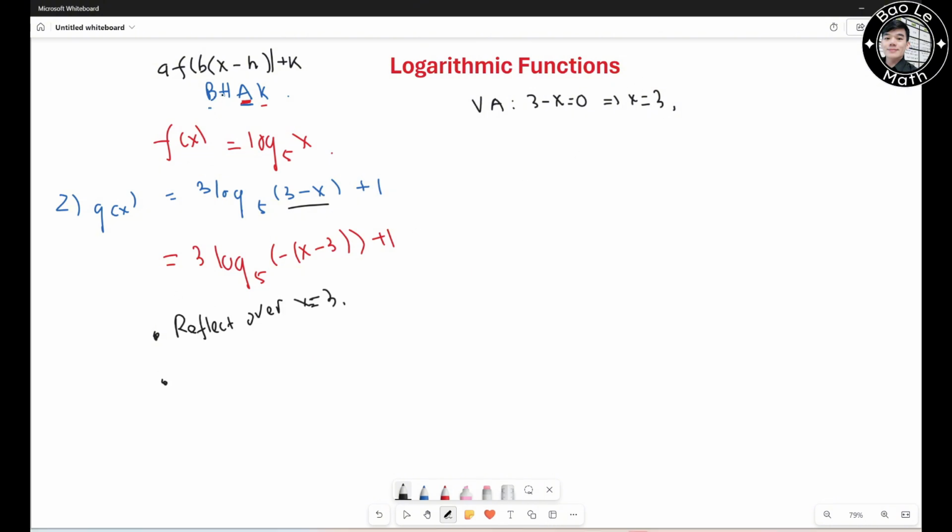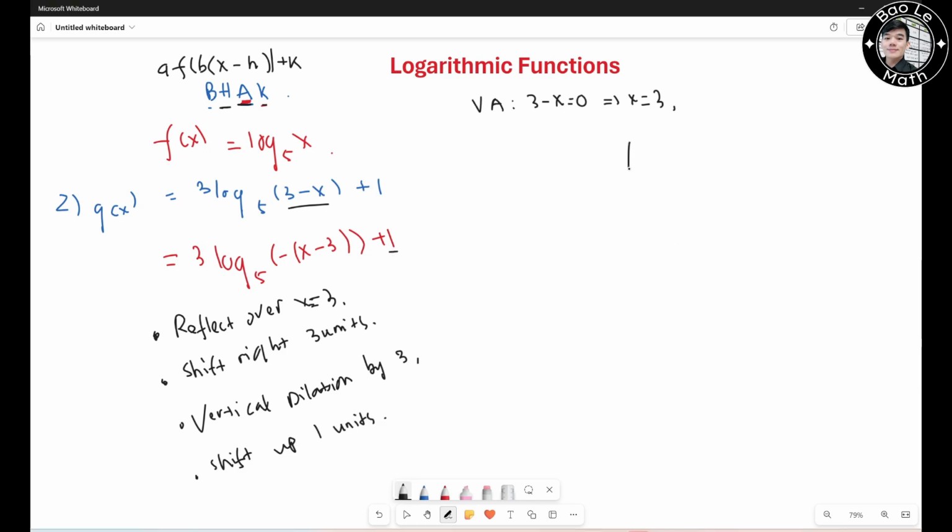Now next one, we talk about the h right here, which means horizontal translation. So obviously the function moves to the right 3 units, right? Now next one, we talk about the vertical dilation right here. So vertical dilation by a factor of 3. And the last one, we talk about k right here. K equals 1, right? So this is vertical shift by 1.